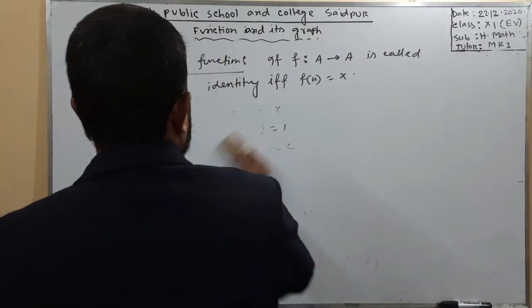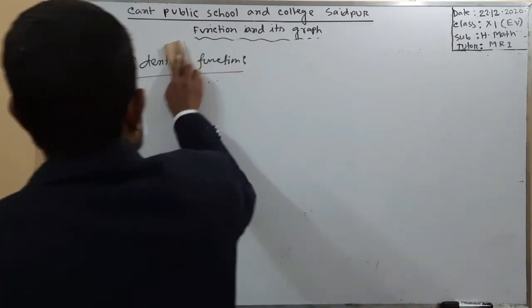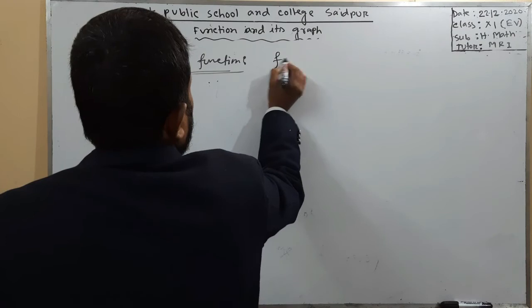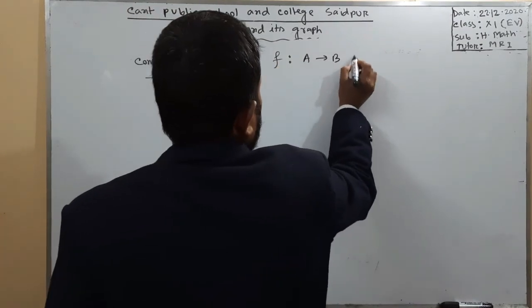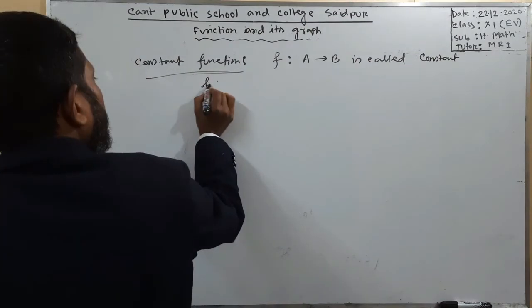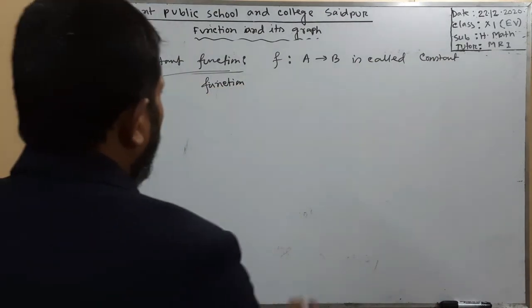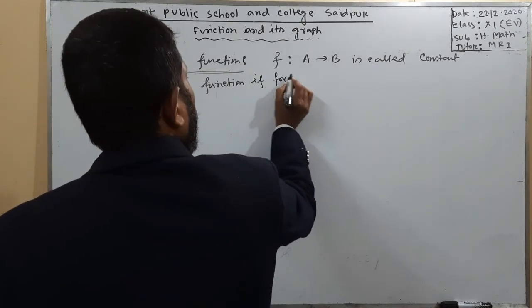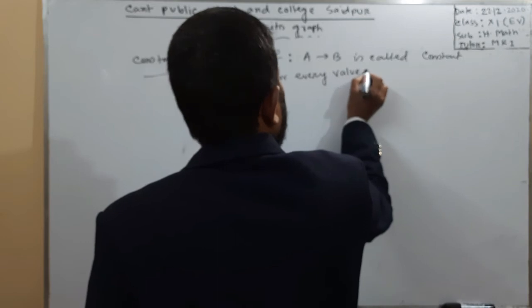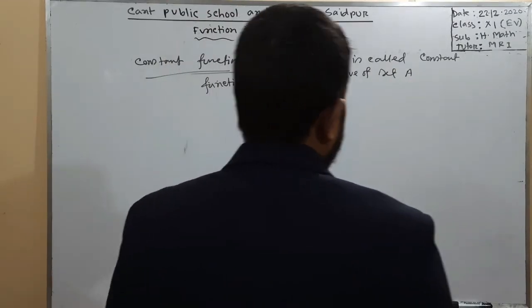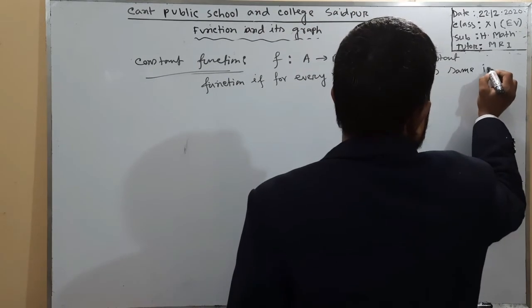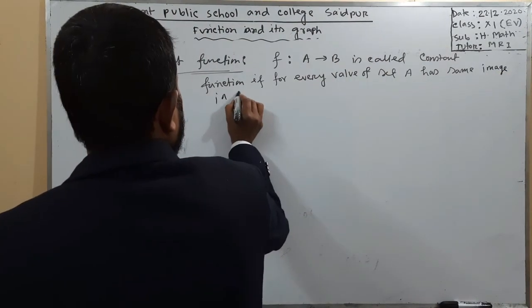Constant function. If f such that A tends to B is called a constant function if every value of set A has the same image in B.